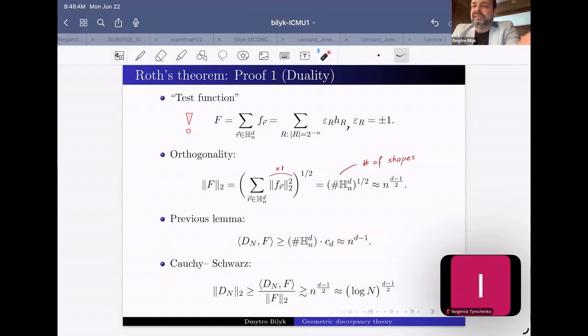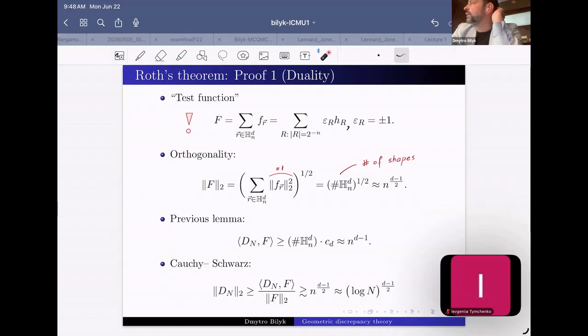And then you just use Cauchy-Schwarz. This is of the order at least n to the d minus 1. This is of the order n to the d minus 1 over 2. So you get this, and remember, little n is log of capital N. And that proves Roth's theorem. Okay, any questions about this proof? If not, just remember this function, because we will use it later.